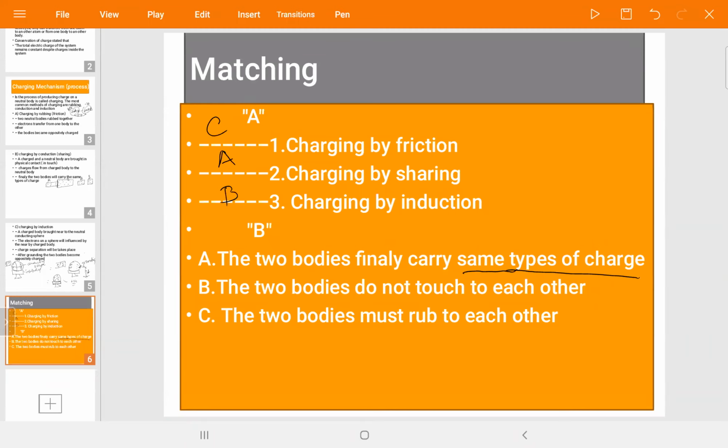The two bodies are never in physical contact, but when we bring them near to each other, the one which is neutral will be influenced by the charged body.